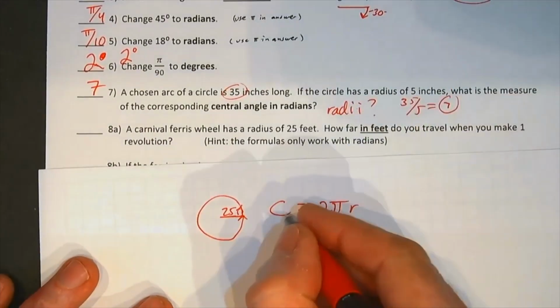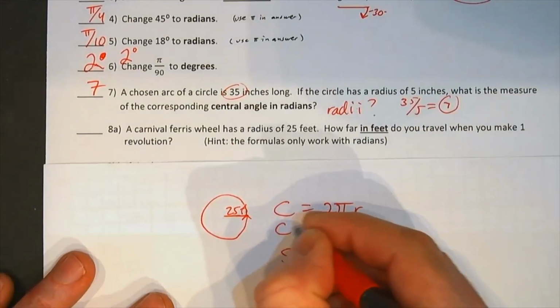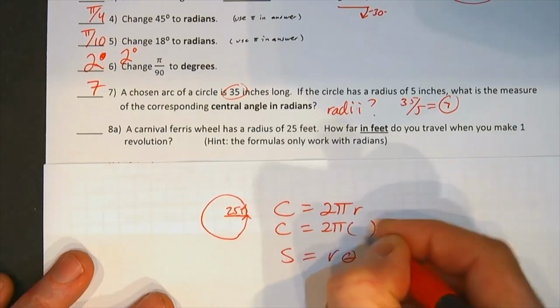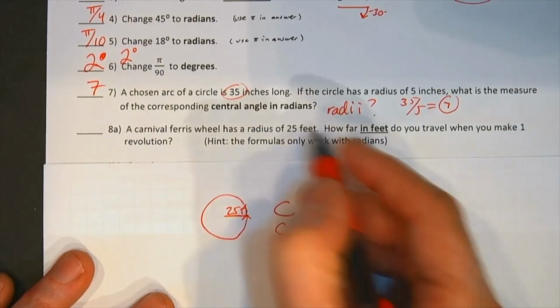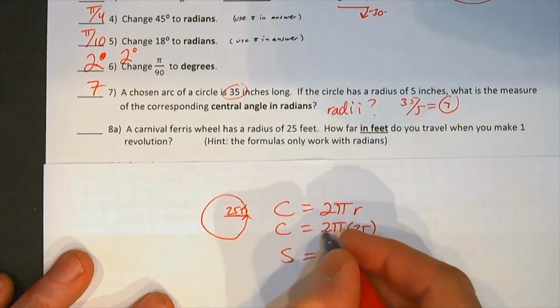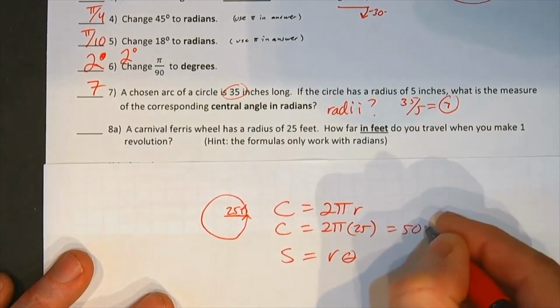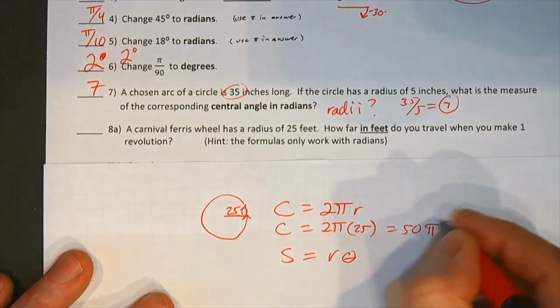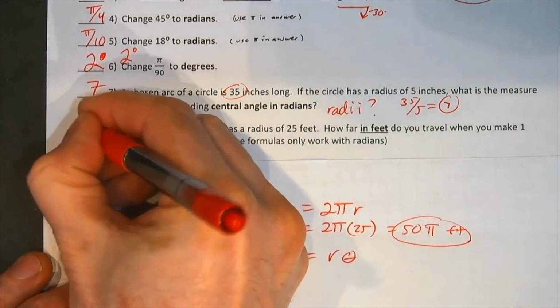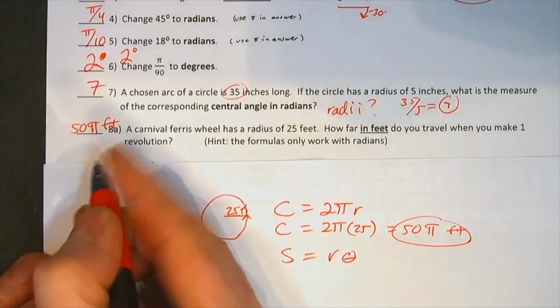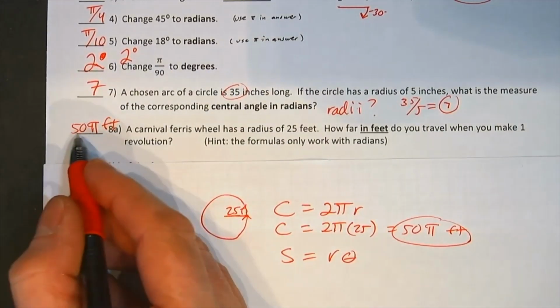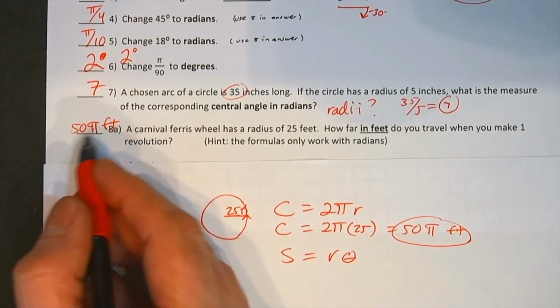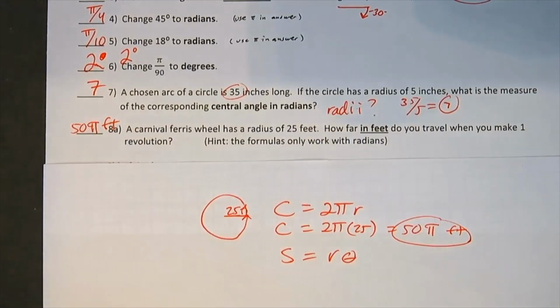So why don't we just use circumference? You go all the way around. So the circumference is 2 pi times r. What's the radius? R is the radius, 25 feet. 2 times 25, 50 times pi, feet. There you go. 50 times pi feet. If I want to know how many feet, I could put that in my calculator, that's like 150 something. I could go 50 times 3.14.